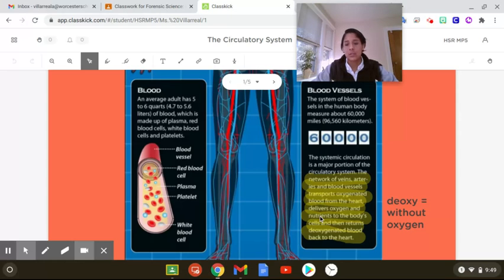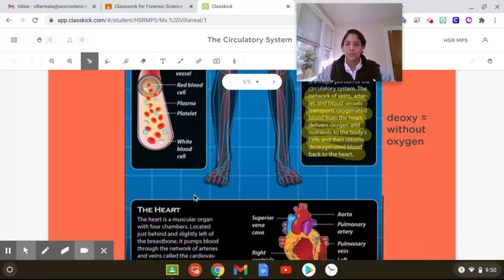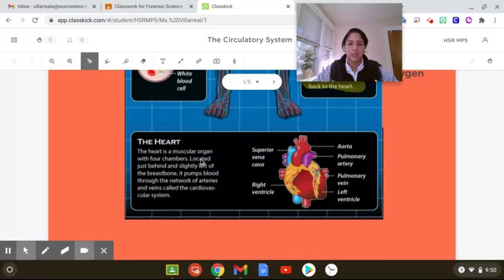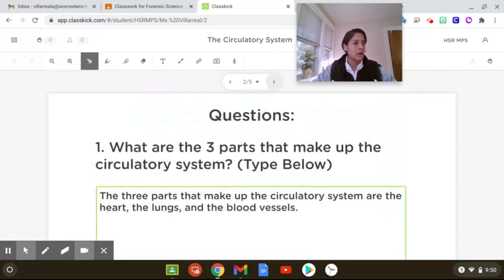The systemic circulation is a major portion of the circulatory system. The network of veins, arteries, and blood vessels transport oxygenated blood from the heart, delivers oxygen and nutrients to the body cells, and then returns the deoxygenated blood to the heart. One thing I did want you to know is that deoxy means without oxygen. So when you see that in the writing, you're just going to want to know that that's blood without oxygen. And here it lists the parts of the heart. So for the questions on the next slide, you'll see them here.